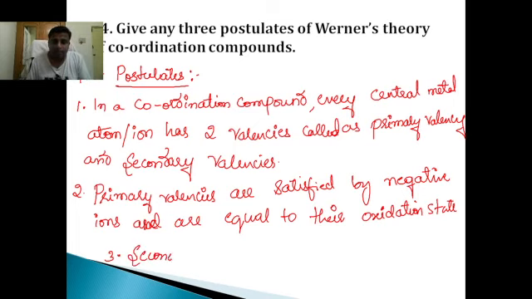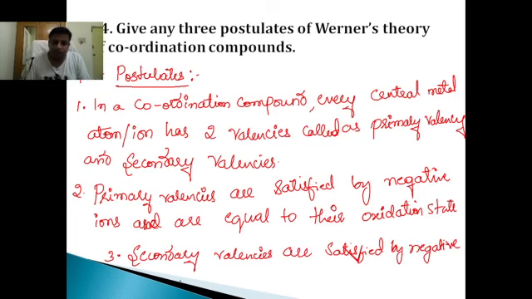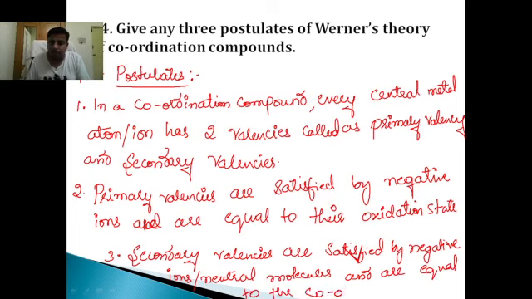Secondary valencies are satisfied by negative ions or neutral molecules and are equal to the coordination number of the central metal atom. These are the 3 postulates.